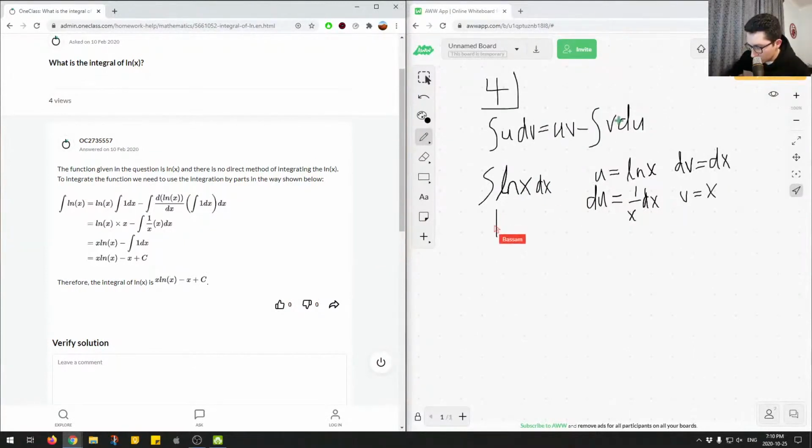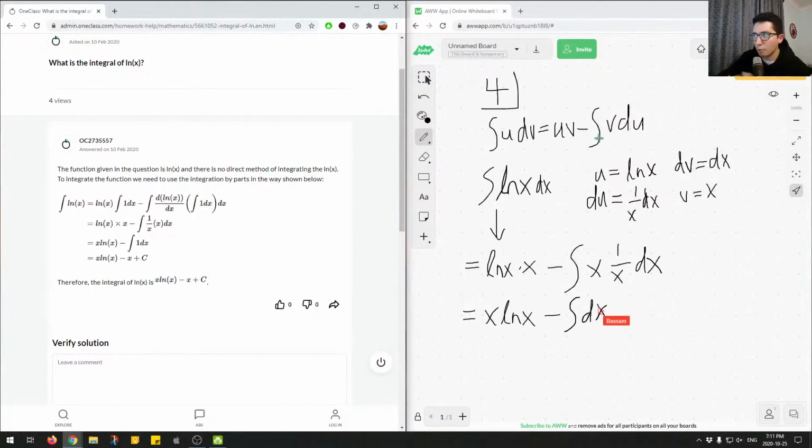So this is equal to u times v, so it will be ln x times x, minus the integral of v du. v over here is x, du is 1 over x dx. So we have x times 1 over x dx. The x's cancel out, and we're left with x ln x minus the integral of dx. You can see now how this simplified down to a simple integral that we can easily evaluate. The integral of 1 dx is just x. So we get x ln x minus x, plus c for the constant.